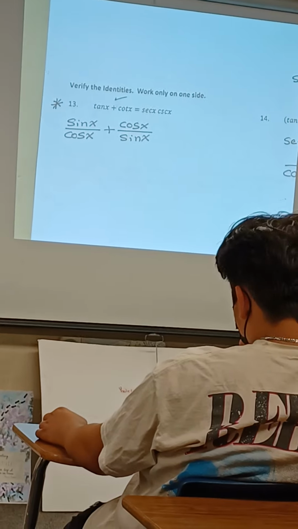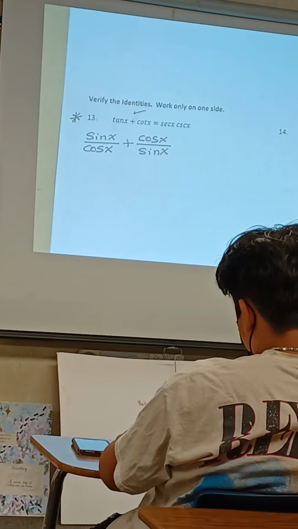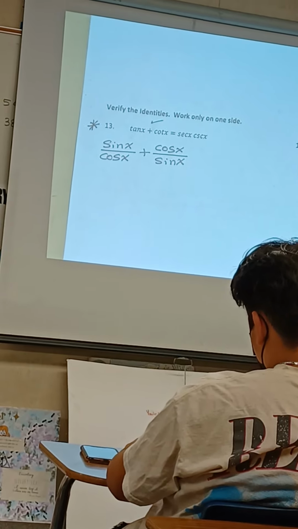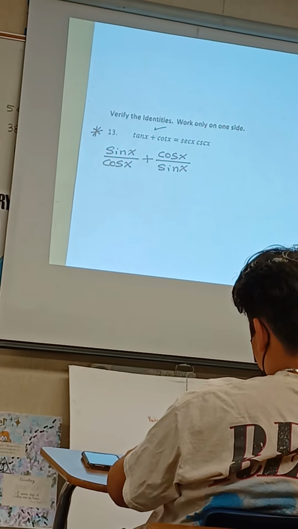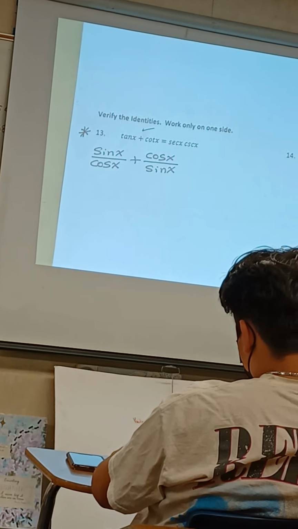Now my question to you is this: are the denominators equal? Do we have same denominator? No, they're not, right? So when you're adding fractions, you need to have same denominators. The denominators here are both cosine and sine. So if I want to add these fractions, I need to multiply the second fraction by cosine over cosine.